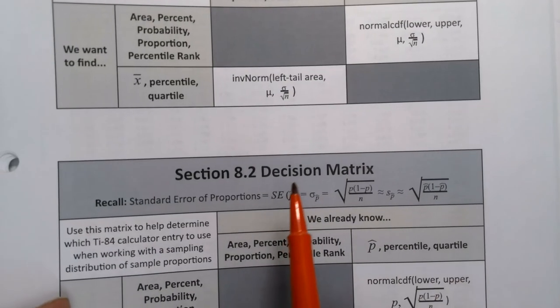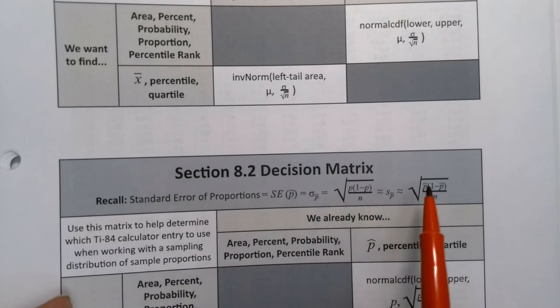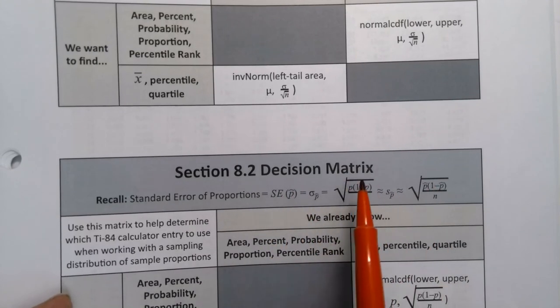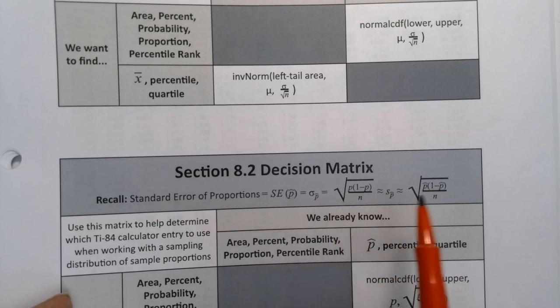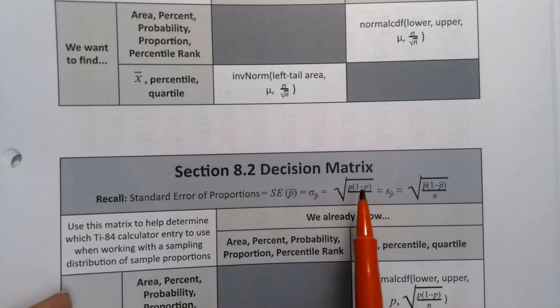And you won't have to memorize this formula either, because it's right here. We're in section 8.2, and the standard error of p hat is right there on your decision matrix that's in your exam notes packet. So we're using currently this one. In later chapters 9 and 10, we might have to approximate it with a p hat in there, but for our purposes right now, we're using p(1 minus p) over n.